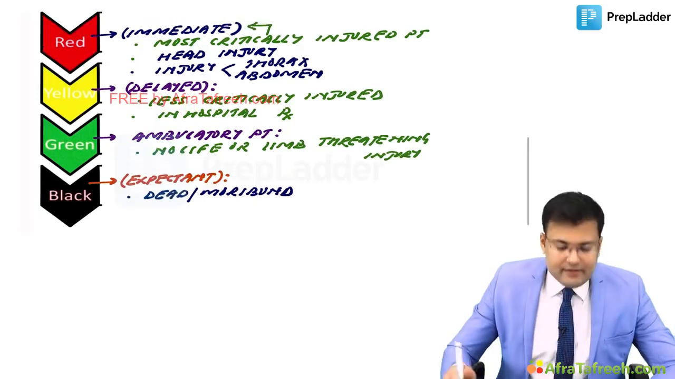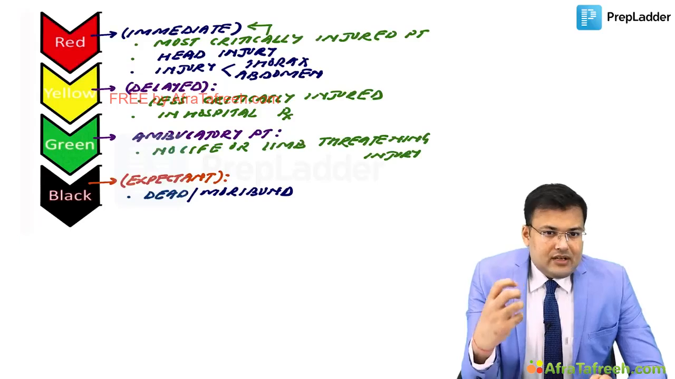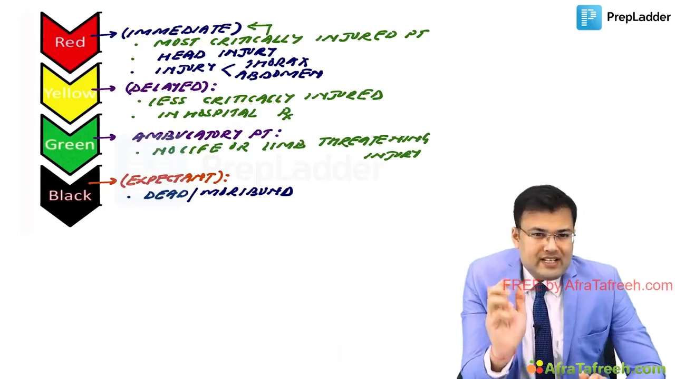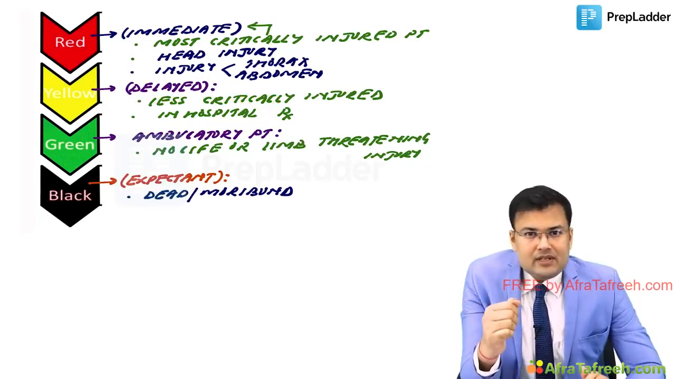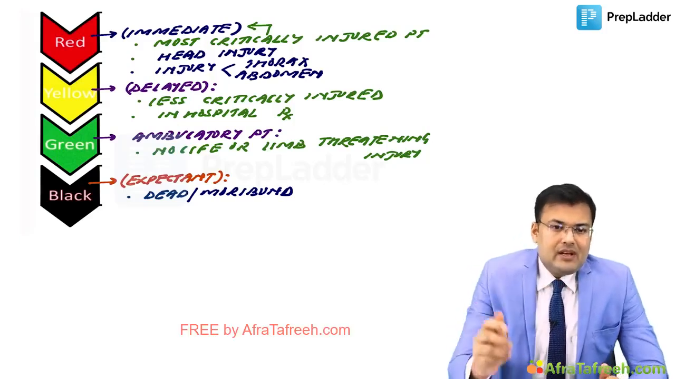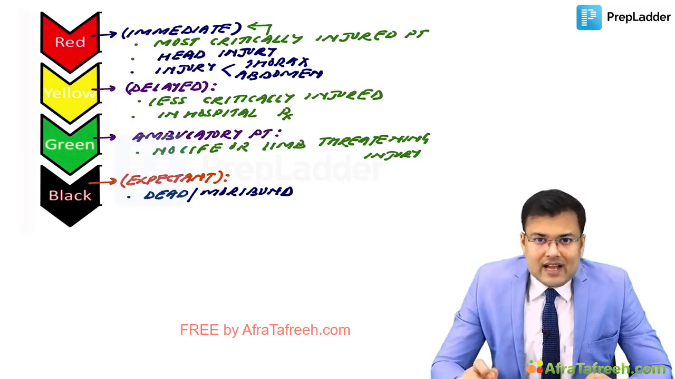Clear? So it is very easy to remember. Red requires the attention. So here immediate care should be provided. Why? Because these patients are most critically injured. In yellow you can provide delayed care, but in-hospital treatment is required. Green tag is used for ambulatory patients, and the black color is for dead and moribund patients. So these are triage tags.